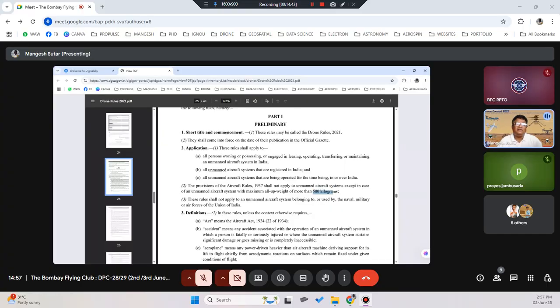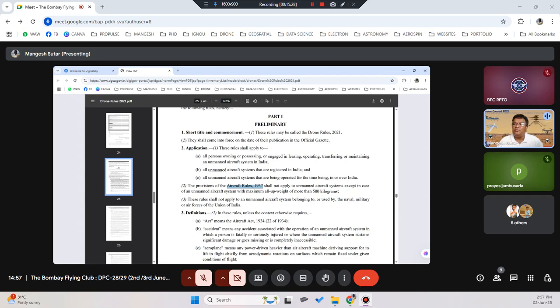What happens beyond 500 kg? Beyond 500 kg, since it is an unmanned aircraft system, Drone Rules 2021 will be applicable, but even Aircraft Rules 1937 will also be applied. Okay, so the provisions of Aircraft Rules 1937 shall not apply to the unmanned aircraft system except in case of unmanned aircraft system with maximum all-up weight of more than 500 kilograms. So up to 500 kilograms, only Drone Rules 2021 will be applied. More than 500 kilograms, it will be Aircraft Act 1937 along with Drone Rules 2021 that will be applicable.